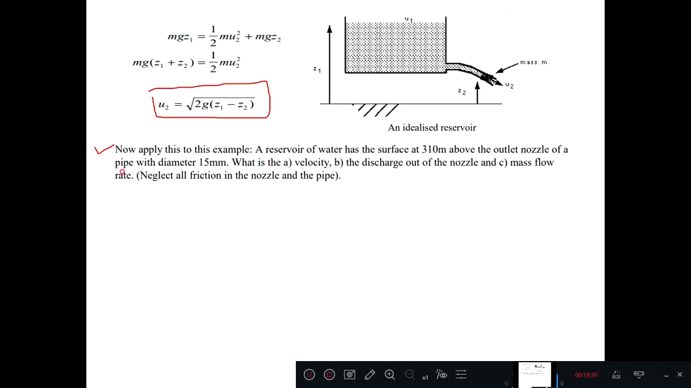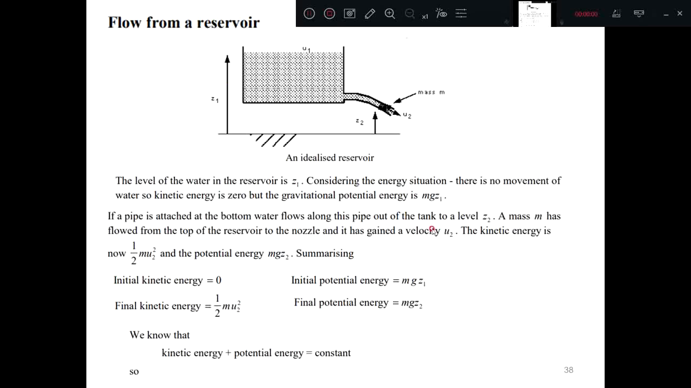So let us discuss this example. It is very similar to the previous example. This is the flow from a reservoir example we have taken. In this reservoir, liquid is held, and it is here. We have considered point 1 exactly on the surface of the water, and here we have considered point 2.